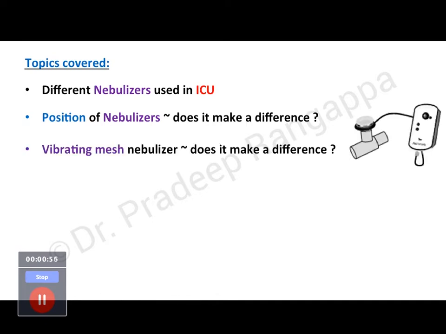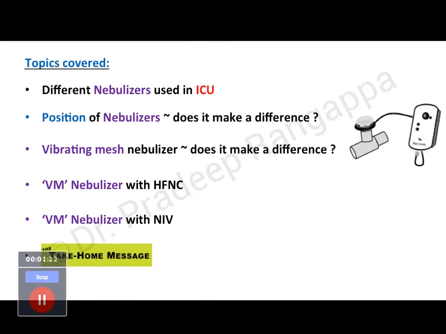And there's obviously a new tool that is available called the vibrating mesh nebulizer. Does it make a difference, or is it superior to the other conventional nebulizers people are using? Can this vibrating mesh nebulizer be used with high flow nasal cannula? Obviously we use it with mechanically ventilated patients, but can we use it for high flow nasal cannula? And can it be used with non-invasive ventilation? And then the take home message. So these are the topics that I'll try to cover. It will take around 20 minutes.